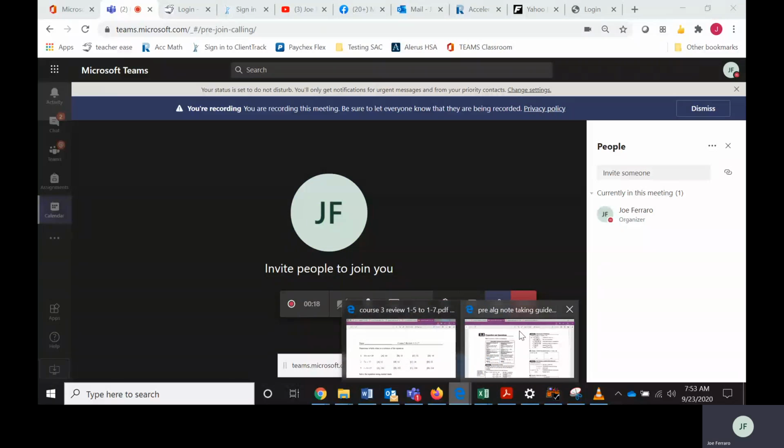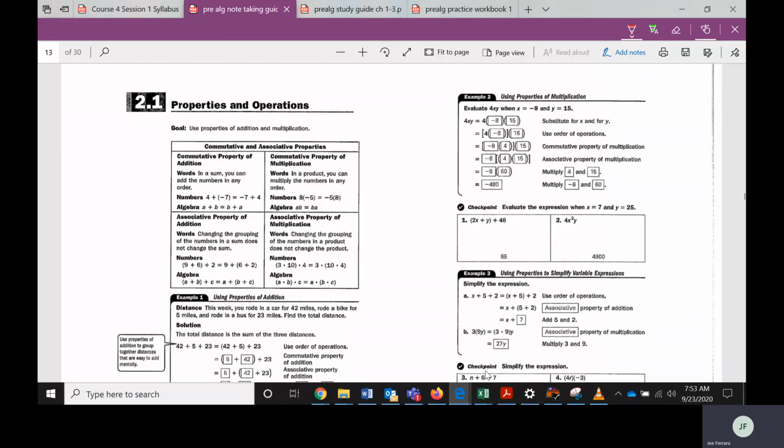Hello, everyone. Going to go over lesson 2.1 today. I think this should be a pretty quick one. We're not going to do every type of thing they're asking for in this one. It's on properties and operations. So we're going to just look at what the properties are. I'll explain what type of problems you'd see on a test. So let's take a look here.